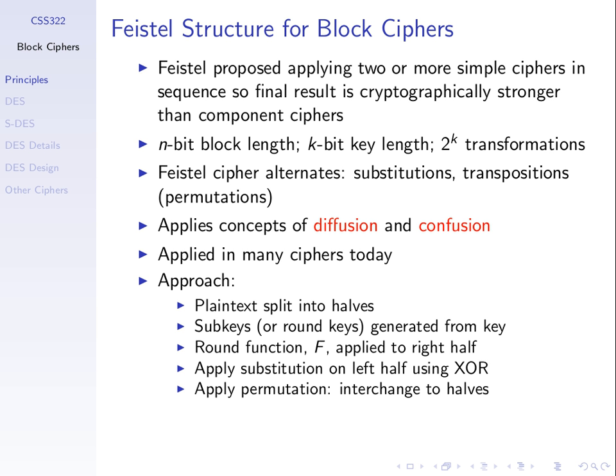Feistel developed a cipher called Lucifer with IBM, and Lucifer went on to become DES. DES was the main used cipher, and probably still is the main. It's not used now, but over all the ciphers used in the past, it's the most popular one. Feistel came up with this structure of alternating substitutions and transpositions. It applies the concepts of diffusion and confusion.